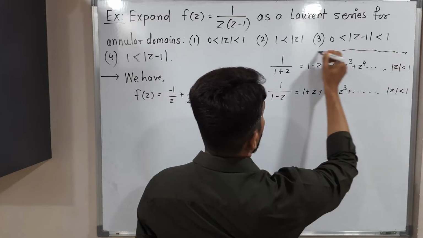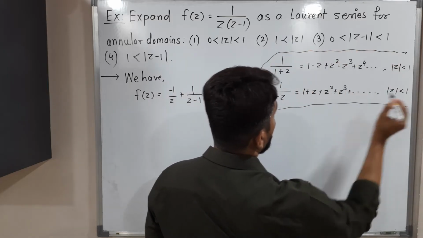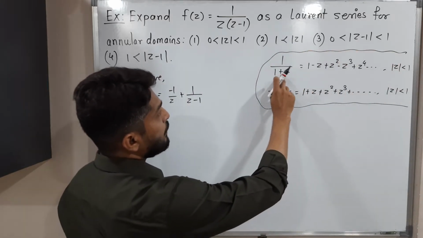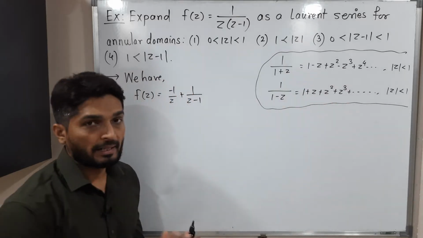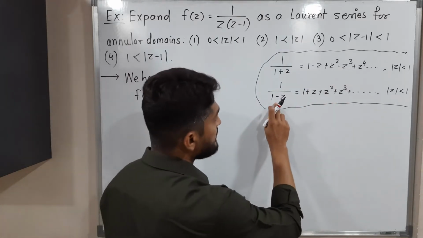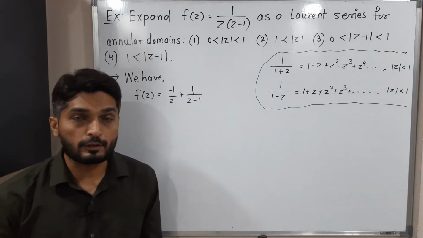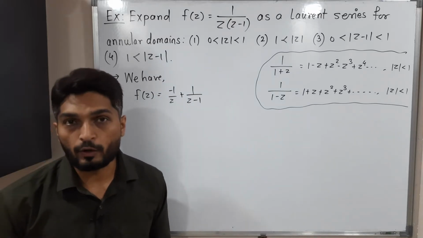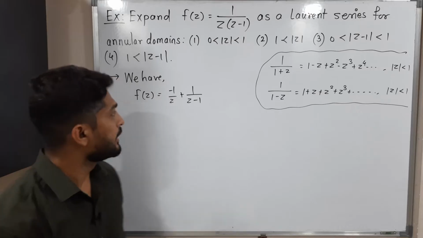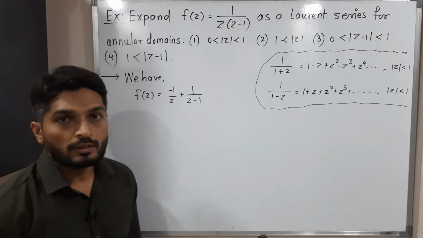So there is a very small difference and we can easily keep it in our mind. When we have 1 plus z, we have alternating minus and plus signs, but when we have minus signs, we have all plus signs. So these are the main series, and using them we can easily find the Laurent expansion of any function. Okay, so right now we have this function.